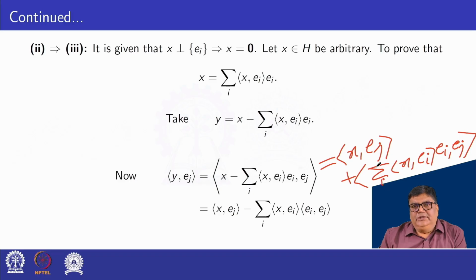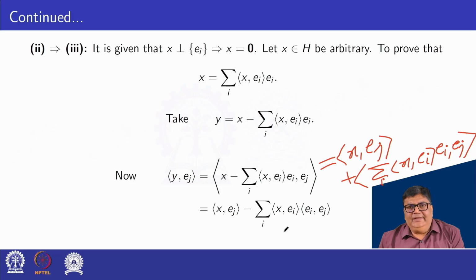Okay, so this is a scalar. So we can write it outside of this inner product. That is, we have this into EI into EJ. Okay, so expanding this, I is equal to 1 to infinity. And also we know that the inner product of EI and EJ is equal to 0 if I is not equal to J, and the inner product of EI and EJ is equal to 1 if I is equal to J.